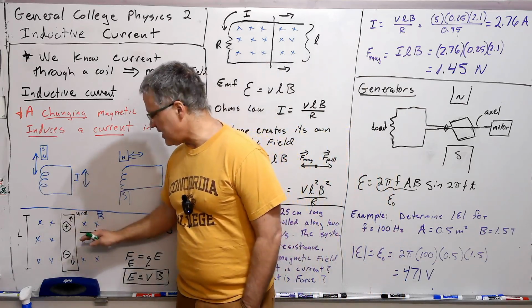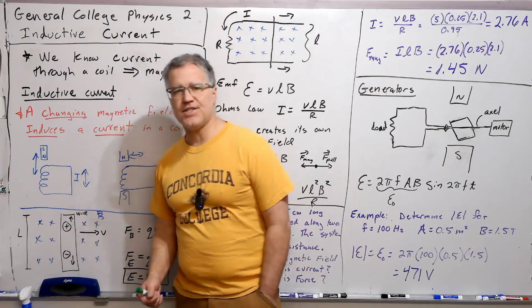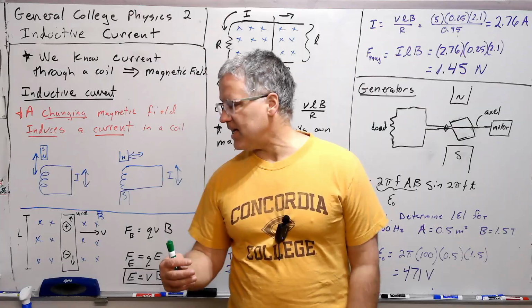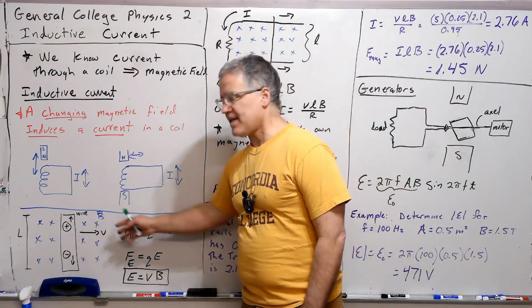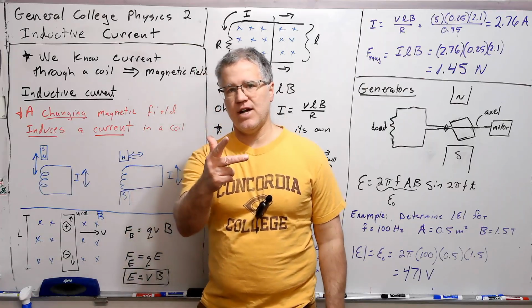Instead of changing the magnetic field for the moment, let's keep the magnetic field constant and just consider the case of pulling a wire of length L through that magnetic field. Now, let's use our right-hand rule here.